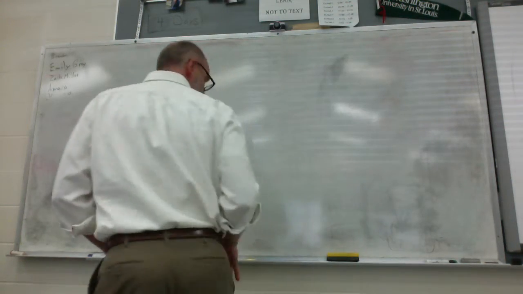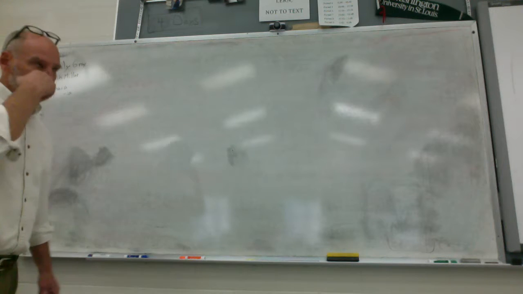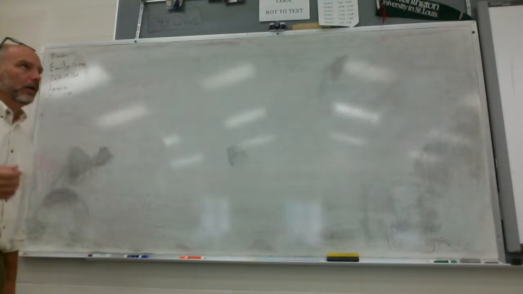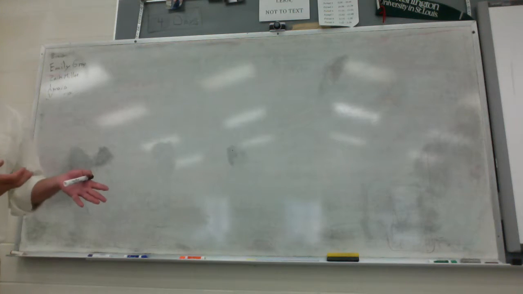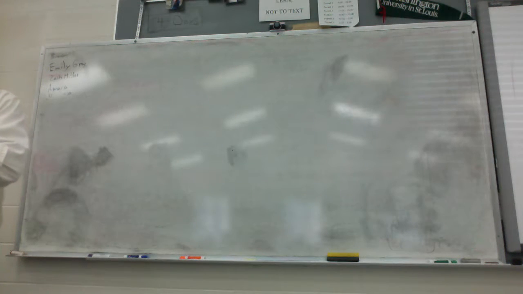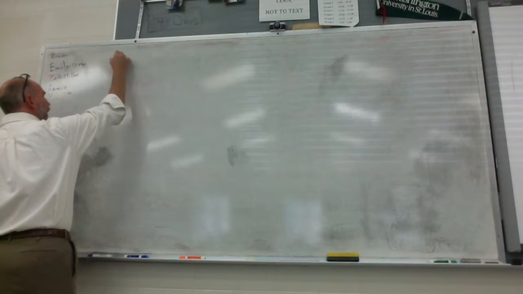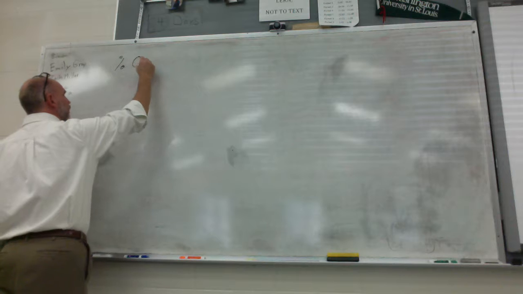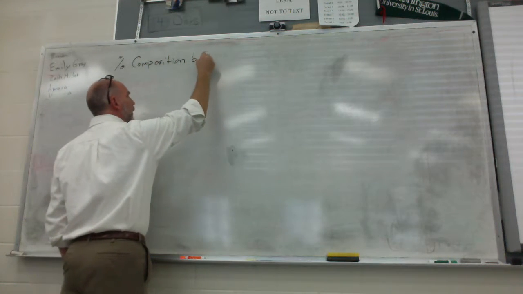This is the first step in the process of using experimental data to determine chemical formulas. Although actually what we're going to do is work backwards. We're going to assume we already know the formula and work backwards and find out how much of things were involved in that, because ultimately we're going to go the other direction. This is called percent composition by mass.